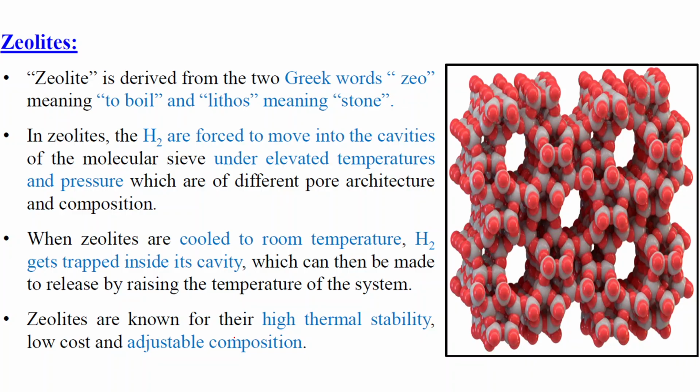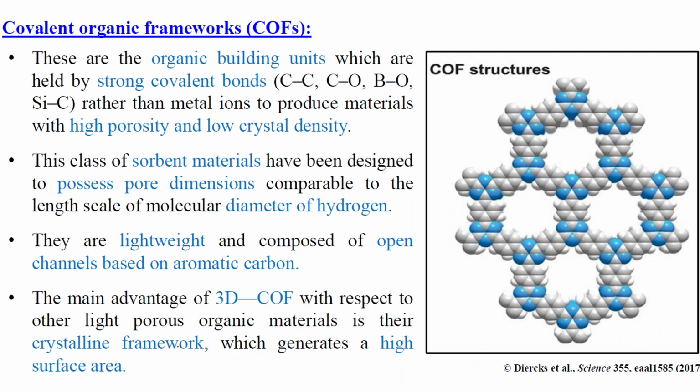Then another is the zeolite, which is a Greek word that comes from zeo, which is to boil, and lithos, stone. So hydrogen is forced to move into the cavities of the molecular sieves under elevated temperature and pressure, which are of different pores. So zeolite is a porous structure, and the hydrogen gets stored within these pores. When zeolites are cooled to room temperature, hydrogen gets trapped inside its cavity, and can then be made to release by raising the temperature. When at room temperature, hydrogen gets stored, and if you want to release the hydrogen, you can heat the zeolite. They are known for their high thermal stability, low cost, and adjustable composition.